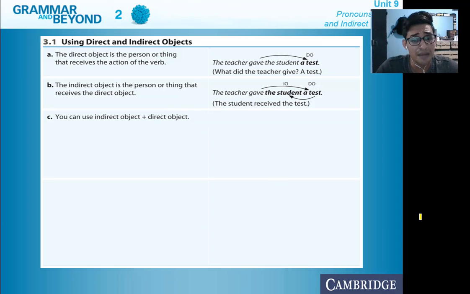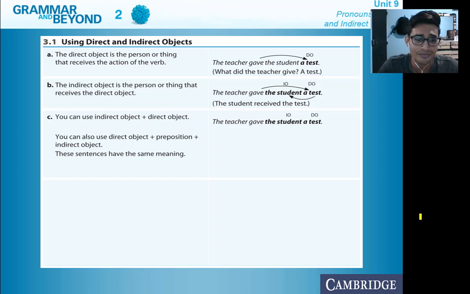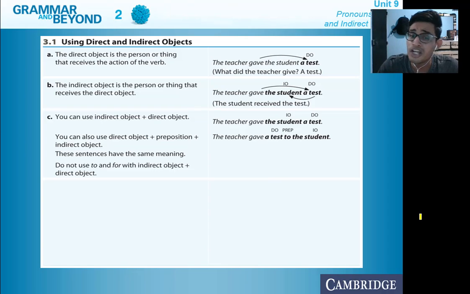You can use indirect object plus direct object. We can change the order or the position of the objects. The teacher gave the students a test. Or you can say the teacher gave a test to the students. Okay? You can also use direct object plus preposition plus indirect object. The sentences have the same meaning. The sentence I just gave you: the teacher gave a test to the students. You see? Do not use to and for with indirect object plus direct object. We cannot say the teacher gave to the students a test. No.